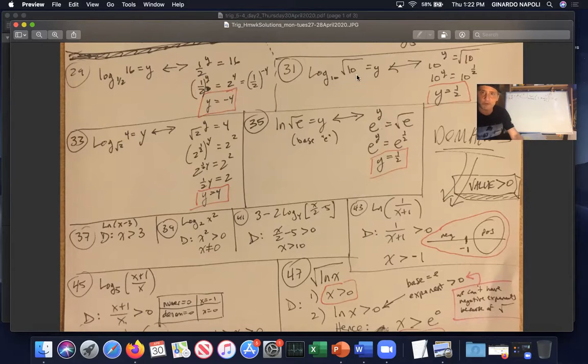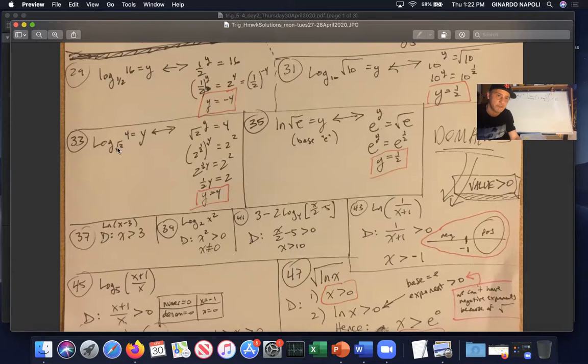And 31 was a little tricky because the value was a square root. So you still got the base 10. The log equals y, so that's the exponent, and then the value's root 10, which can be written with a fractional exponent of 1/2. Okay, and the same thing, 33 and 35 in similar ways.